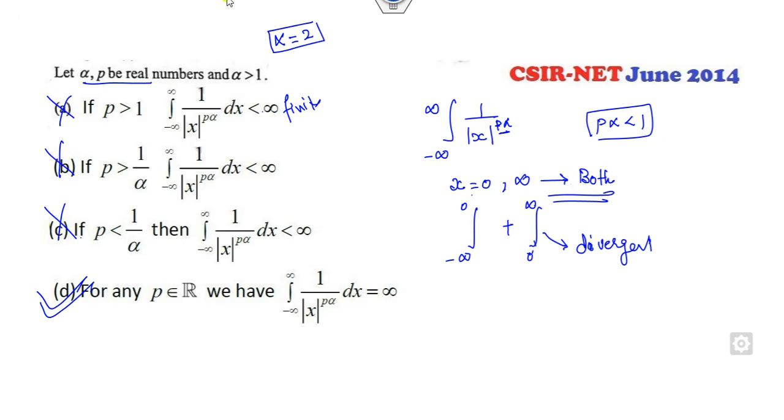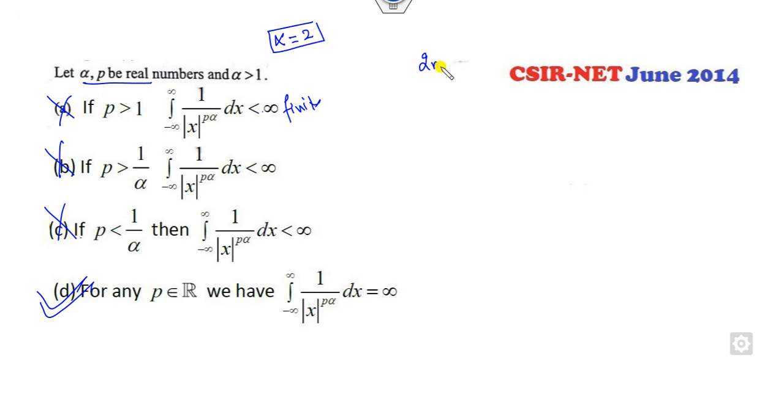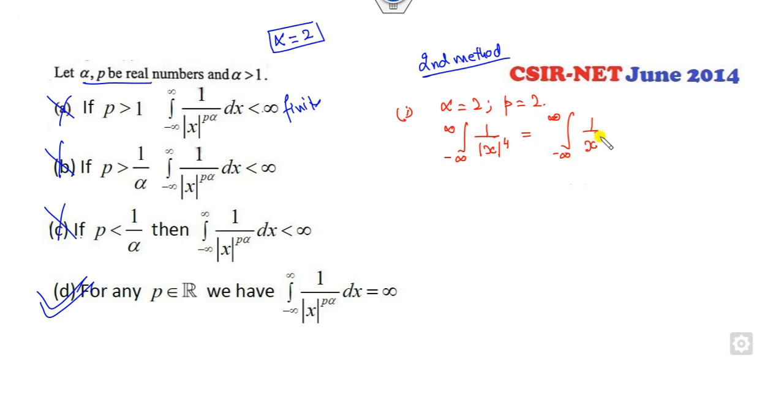Fine. This is the first method. The second method is that you can also solve the same problem by another method, like in the first case. I can choose alpha as 2. You can choose p also as 2. Then your integration becomes mod x to the power 4. Mod x is always a positive number, so power 4 is always a positive number.